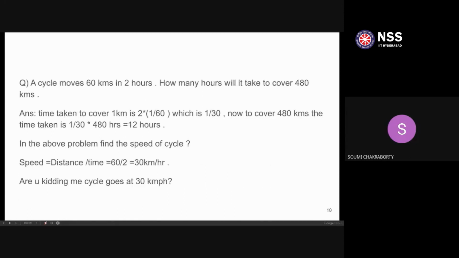A cycle moves 60 kilometers in 2 hours. How many hours will it take to cover 480 kilometers? So the time taken to cover 1 kilometer is 2 into 1 by 60, which will give you 1 by 30. As an additional exercise, you can try finding the speed of the cycle, which is just distance by time, which will come out to be 30 kilometers per hour.